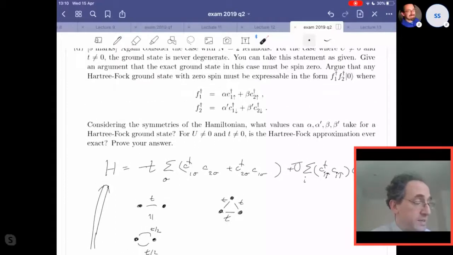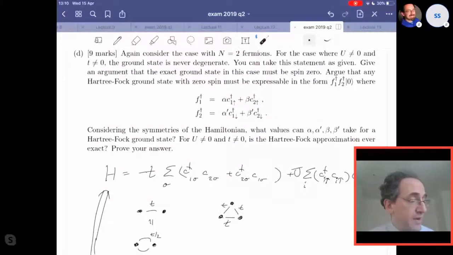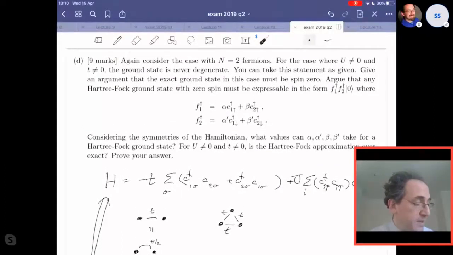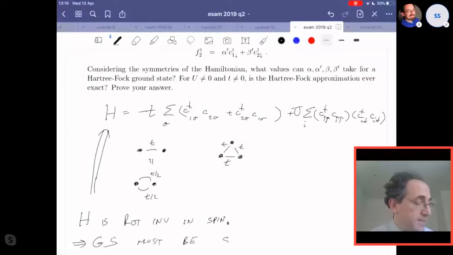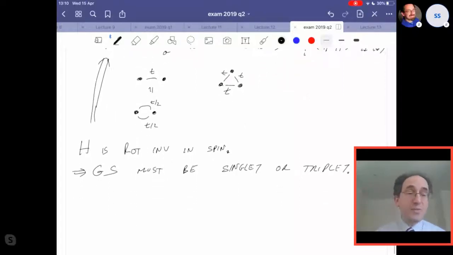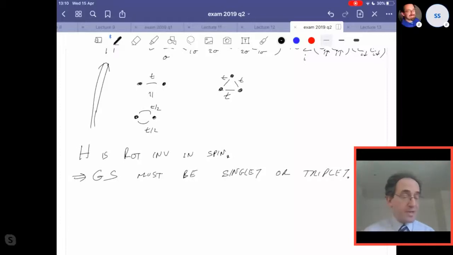And once we know that the Hamiltonian is rotationally invariant, we know that the ground state must be a singlet or a triplet. If you have a rotationally invariant Hamiltonian and you have two spins, it doesn't even matter what the Hamiltonian is. If you have two spins and the Hamiltonian is rotationally invariant, the ground state has to be either a singlet or a triplet. It has to be L equals 0 or L equals 1. Those are the only two possibilities.